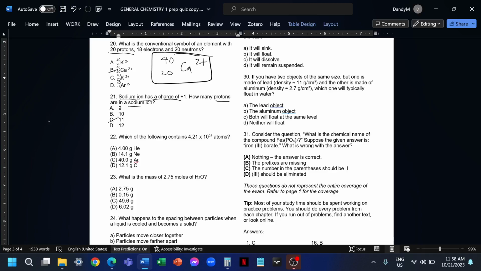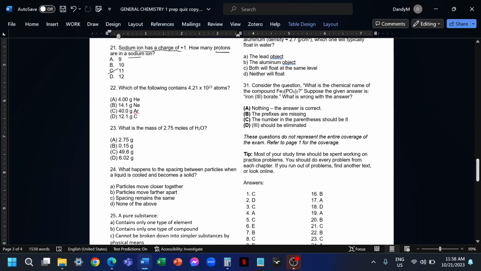Number 22, which of the following contains 4.21 times 10 to the power of 23 particles or atoms? So in this case, since the mass is given, convert the mass here to the number of particles. So you find out which of the following is equal to this number of particles. Obviously, it would take time, but here we can do an eye-to-eye inspection.